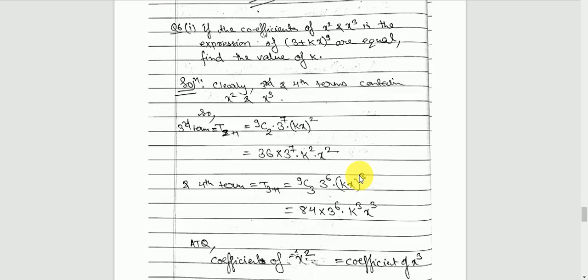So you can make out that the third term will contain x square and the fourth term will contain x cube. So straight away you find the third term, you get this, and you find the fourth term, you get this. Now they are saying that the coefficients are equal, so take the coefficients, equate them, and you can get the value of k.